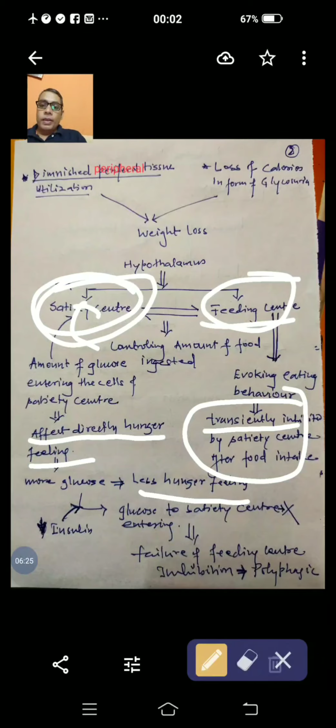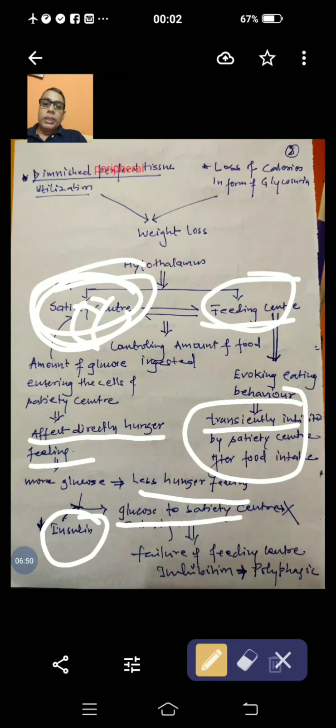Now, for the transport of glucose to the cells of the satiety center, insulin is required. And you know that insulin is deficient or not available in patients who are diabetic. In that condition, glucose entry to the satiety center will be inhibited. Finally, there will be failure of feeding center inhibition, so the feeding center will not be inhibited and the animal will always feel hunger, and in that situation the animal will be polyphagic.